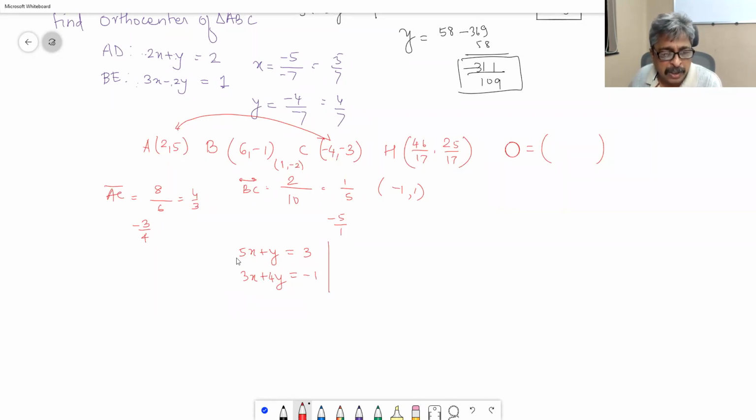Therefore, the circumcenter is, denominator is 5 times 4 is 20, minus 3 is 17. And the x coordinate is 12 minus 1.